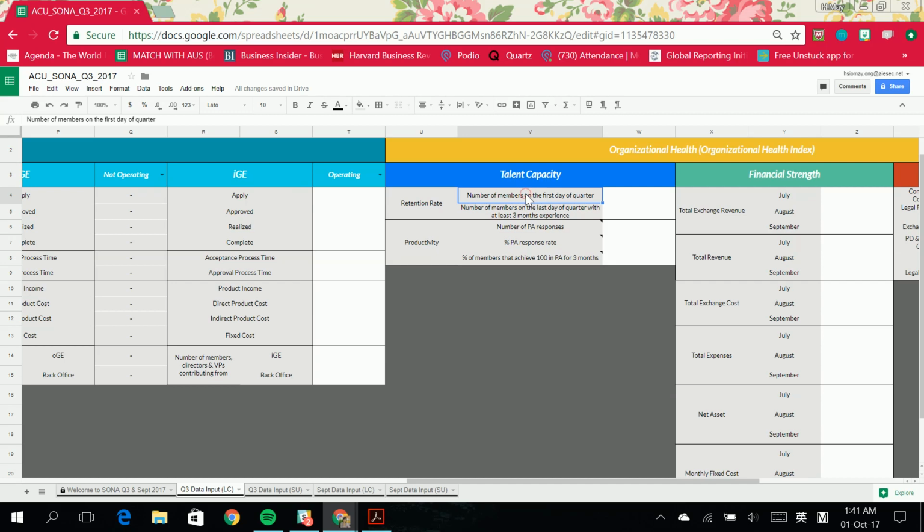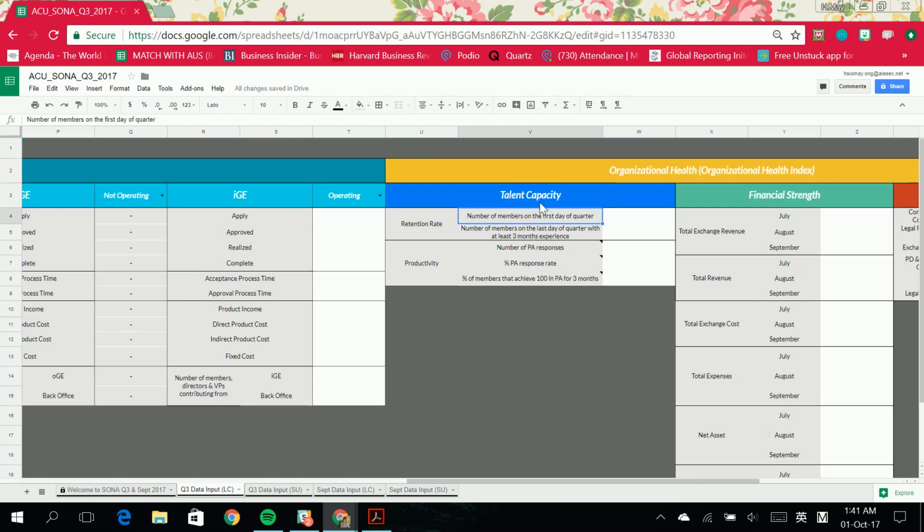For retention rate, you need to calculate the number of members that you have on the first day of the quarter, and the number of members that you have on the last day of the quarter with at least 3 months experience. So for example, on the first day of the quarter you have 50 members, but at the end of the quarter you have 60 members, but only 40 members have more than 3 months experience. So there are actually 10 members who already left the organization. This is something for us to measure, to see what your retention rate is.